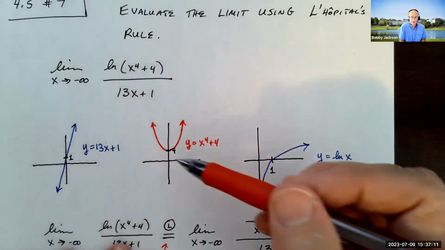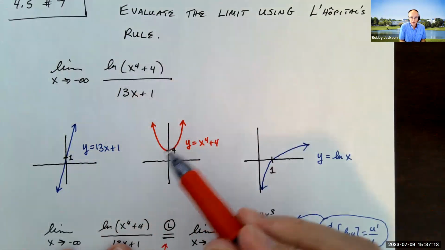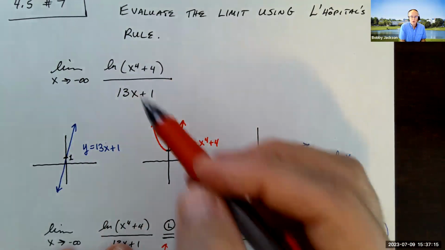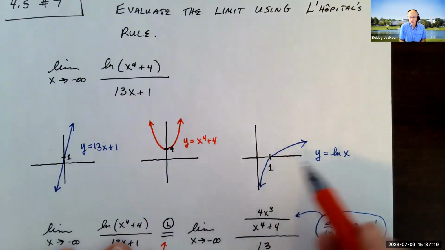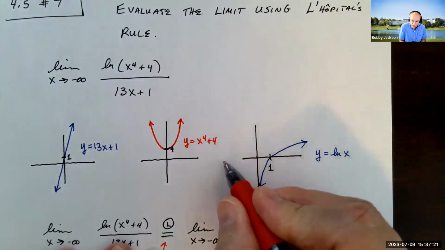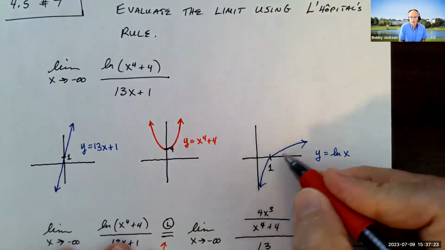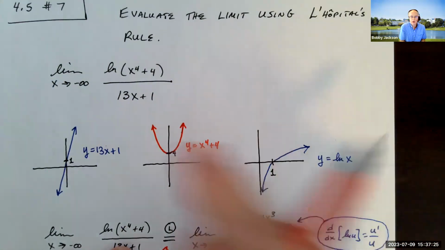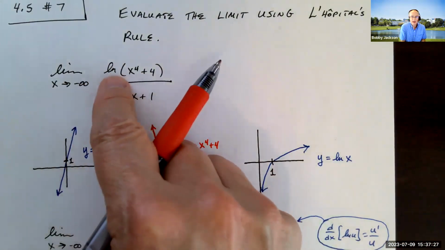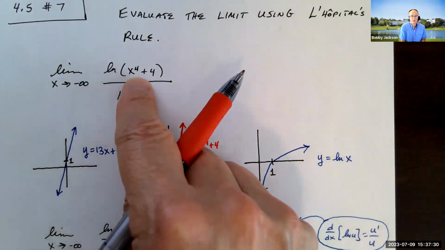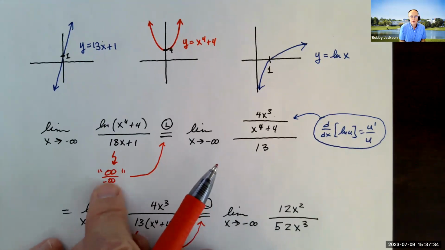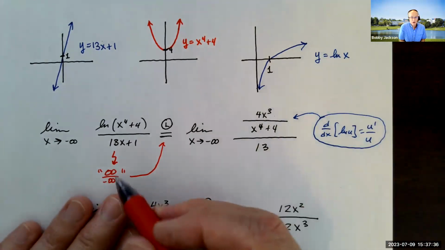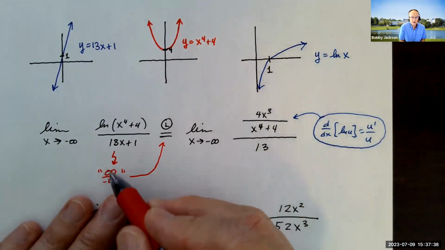So x to the fourth plus 4, as x goes to negative infinity, is going to positive infinity, which means the input to the natural log function is getting bigger, so the natural log is getting bigger. So as x goes to negative infinity, the natural log of the quantity x to the fourth plus 4 is going to positive infinity. So this limit is of the form infinity over minus infinity, or just infinity over infinity. It doesn't matter, plus or minus.